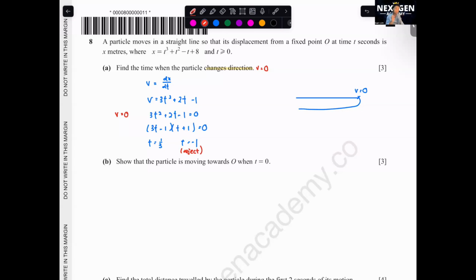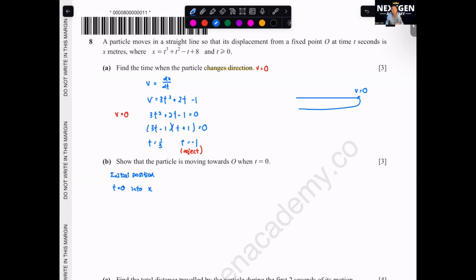We need to see where exactly is the initial position. To find initial position, we need to substitute t equals to 0 into your displacement, into x. I mentioned to you all when I taught you this chapter, we cannot assume that the particle always starts at the point O. You may start at a certain distance from O. Even though they call it the point O, the particle may not start at point O.